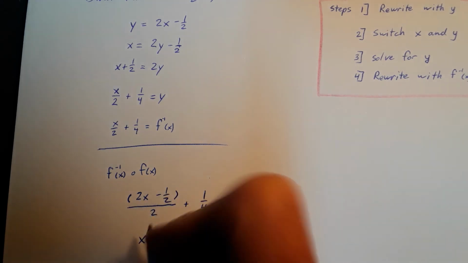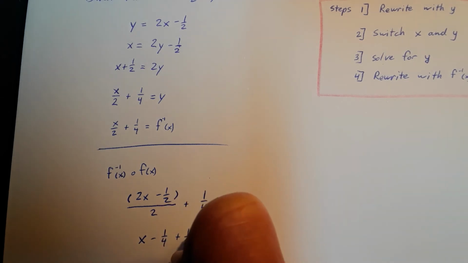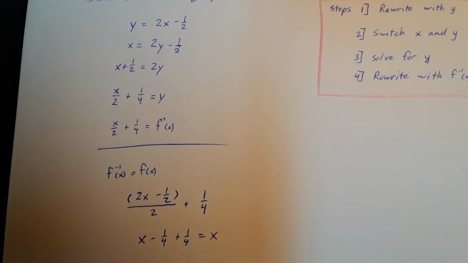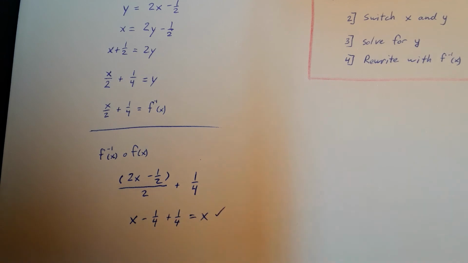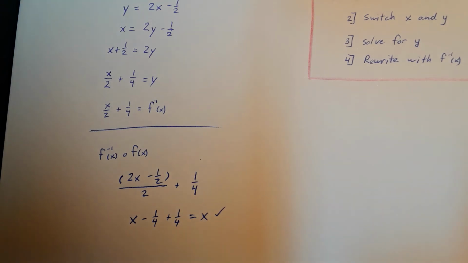1/2 divided by 2 will give us 1/4. And then over here we still have 1/4. And so when we add these two together, this simply gives us x. And so we have our variable back. We know that the inverse that we found is a true inverse.